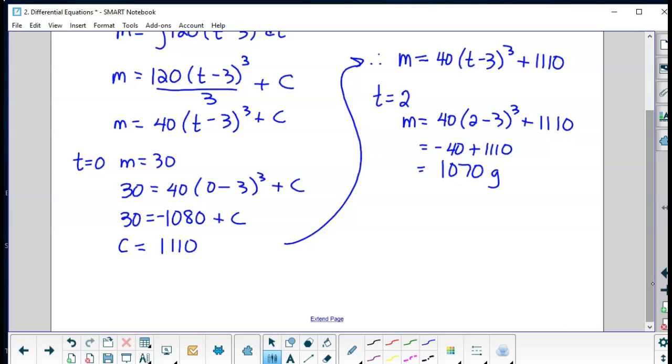So 1.07 kilograms. That's not a mouse. That's maybe a rat.